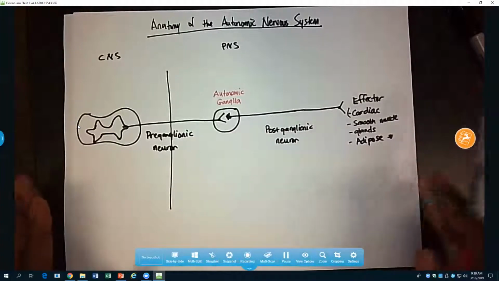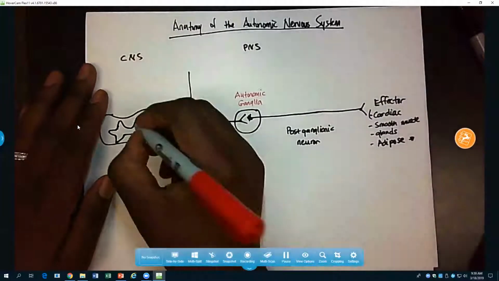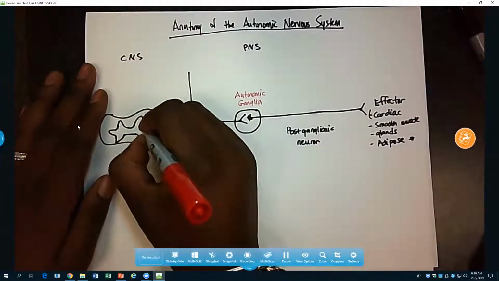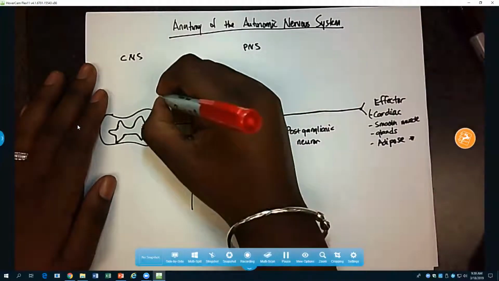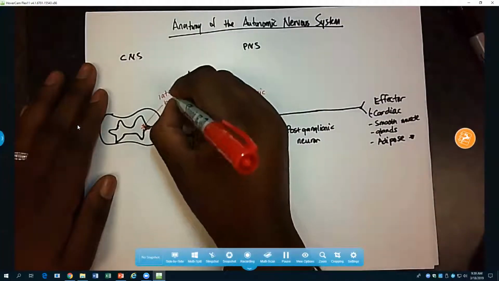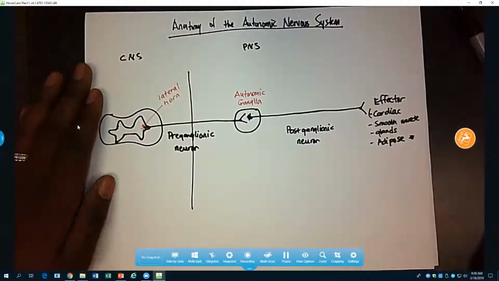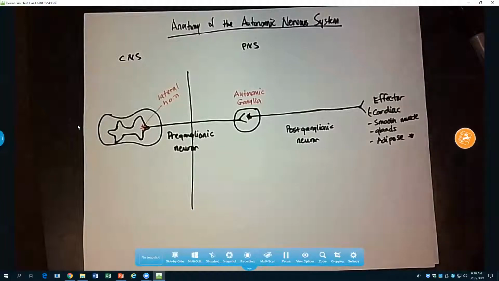Ready? Okay. Another point worth mentioning here is that fibers of the autonomic nervous system arise from the lateral horn of the spinal cord. We're going to talk about that a little bit more in detail coming up, but this is the lateral horn of the spinal cord. Alrighty, any questions?